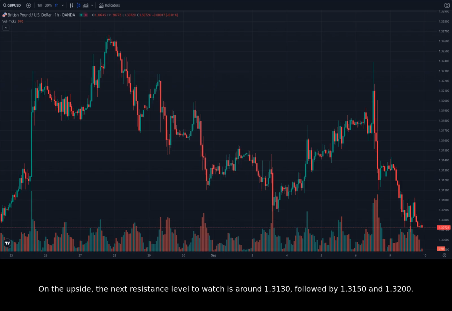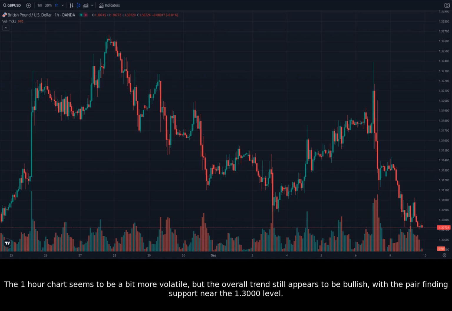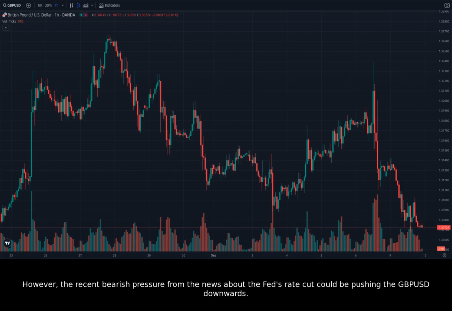On the upside, the next resistance level to watch is around 1.3130, followed by 1.3150 and 1.3200. These levels align with Fibonacci retracement levels and the 50-period SMA. The 1-hour chart seems to be a bit more volatile, but the overall trend still appears to be bullish, with the pair finding support near the 1.3000 level. However, the recent bearish pressure from the news about the Fed's rate cut could be pushing the GBPUSD downwards.